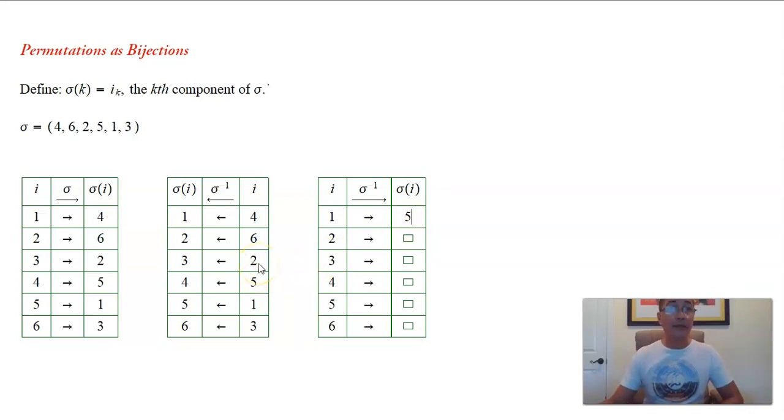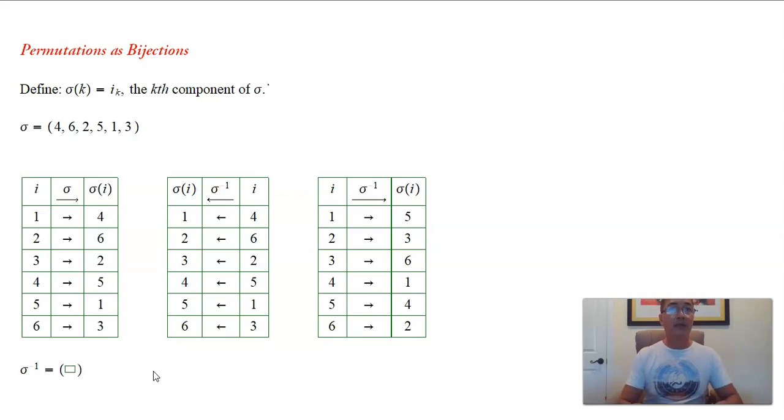Where is 2? Right here in the output. 2 goes back to 3. There it is. Where does 3 go to? 6. 4 goes to 1. 5 goes to 4. And 6 goes to 2. There it is. So therefore, we can write down our inverse permutation.